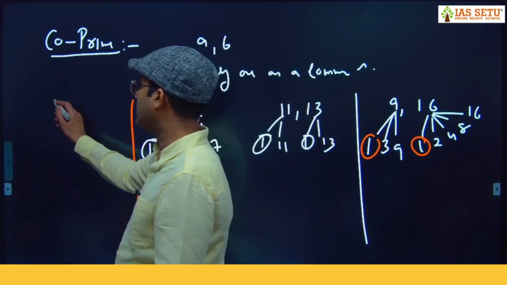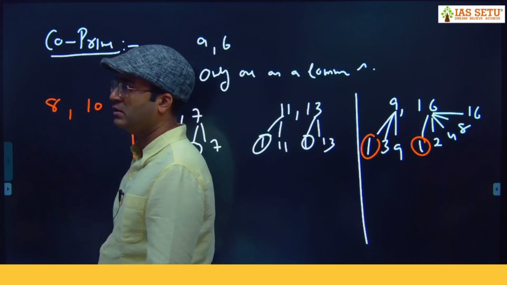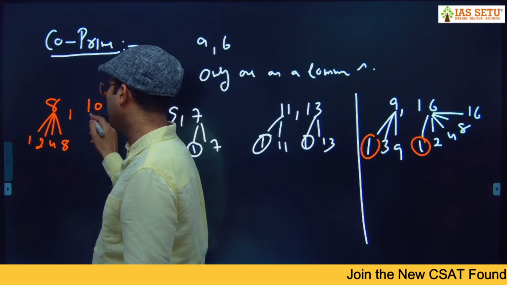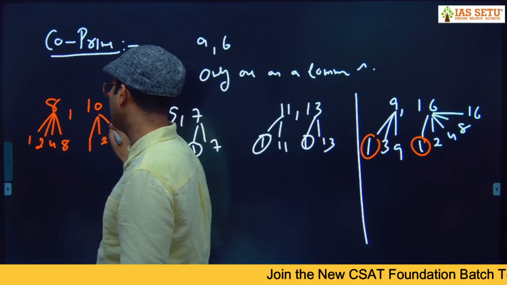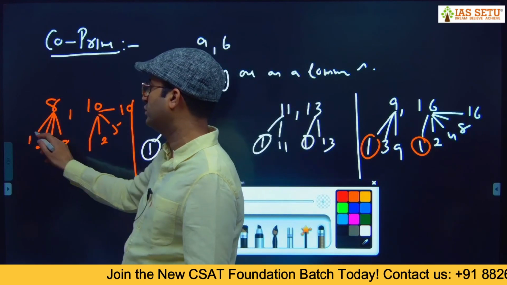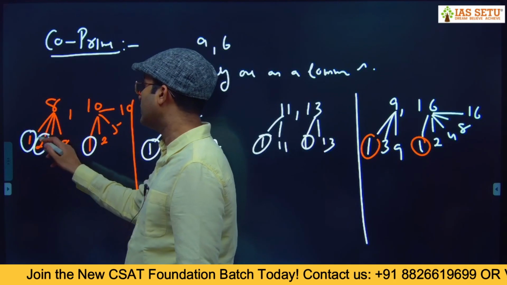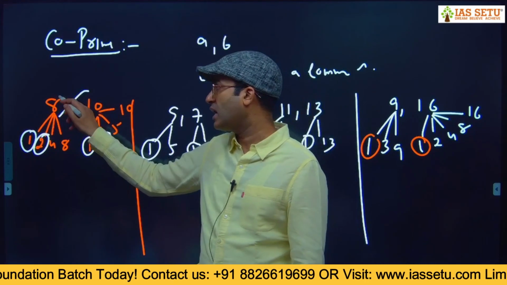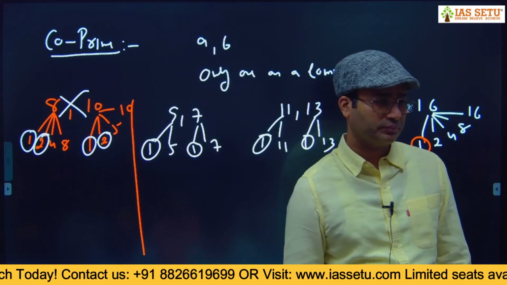Here is a negative example, 8 and 10. What are the factors of 8? 1, 2, 4, 8. What are the factors of 10? 1, 2, 5, 10. Common factors are 1 as well as 2. They don't have only one as common, they have 2 also common. So 1 and 2 are common, that's why 8 and 10 are not co-prime to each other.